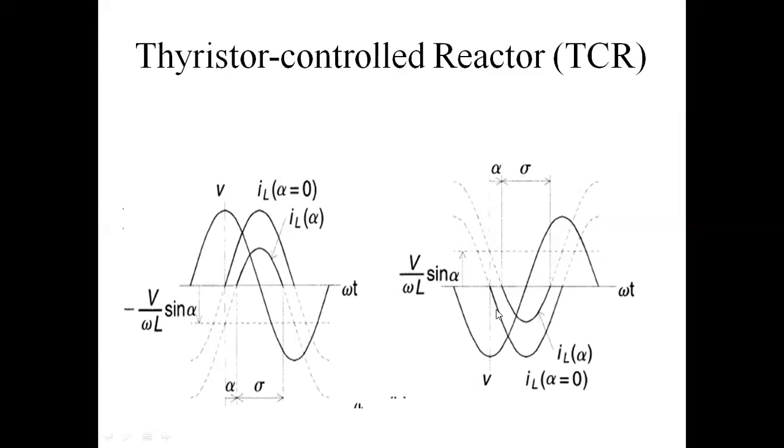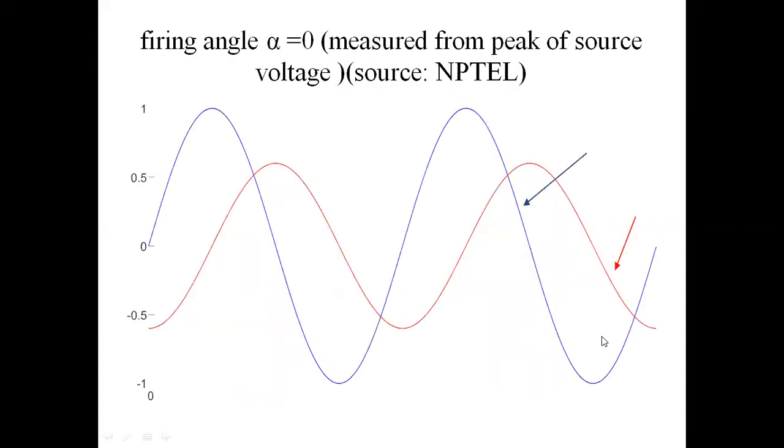Here T2 also. This is the voltage across the TCR, and this is the current in the inductor. Alpha is equal to 0. Here IL of alpha, where alpha means firing angle. Here we applied some firing angle. This waveform is referenced from NPTEL; they copied this image from the NPTEL PPT. Firing angle alpha equal to 0 is measured from the peak of the source voltage.